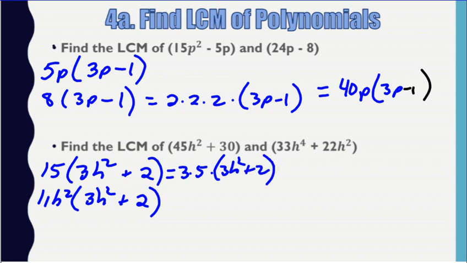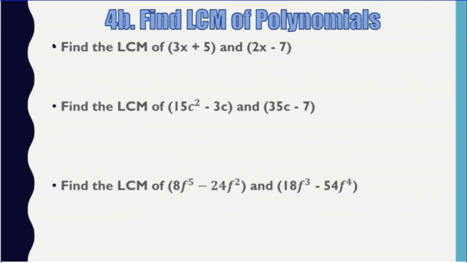The bottom was already in prime numbers, so now I multiply it. Actually not 15, 15 times 11. 15 times 11 gives us 165h squared. And then in parentheses we have 3h squared plus 2. That would be our least common multiple.